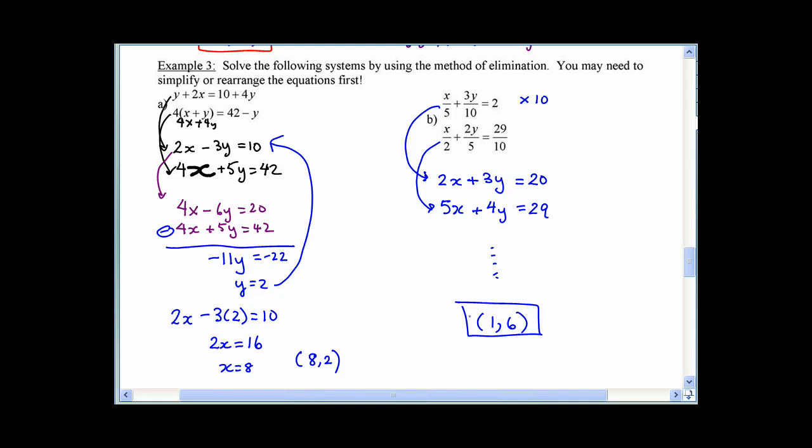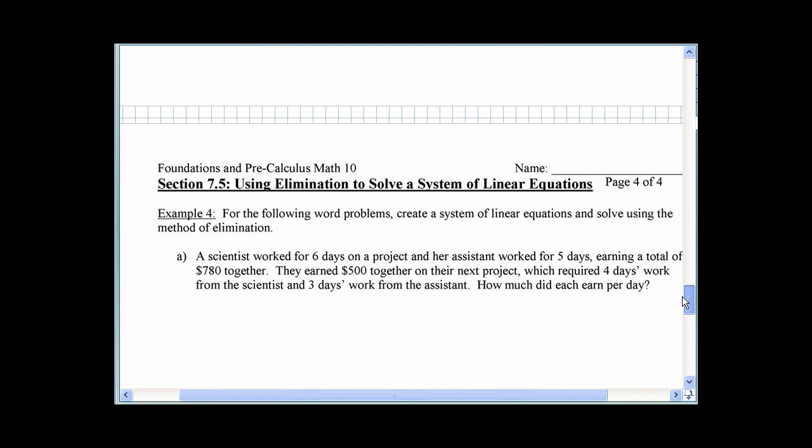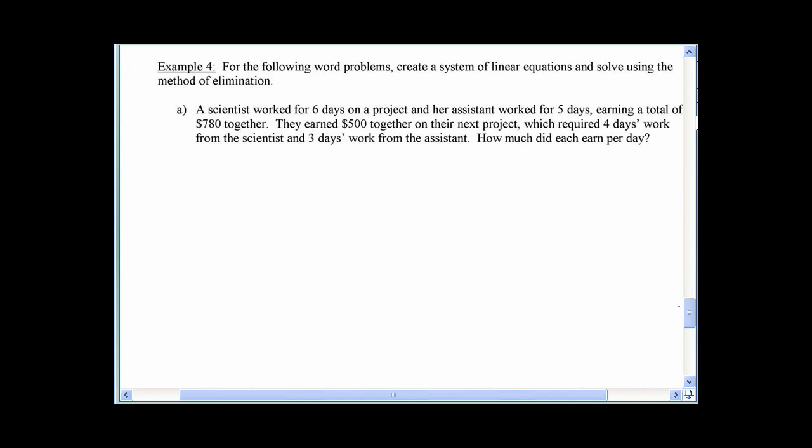Okay, so that's pretty much it for the idea. So let's just try to use the same ideas to solve 2 word problems, and then we'll call it a day. Example number 4. Create the system of equations, then go ahead and solve.